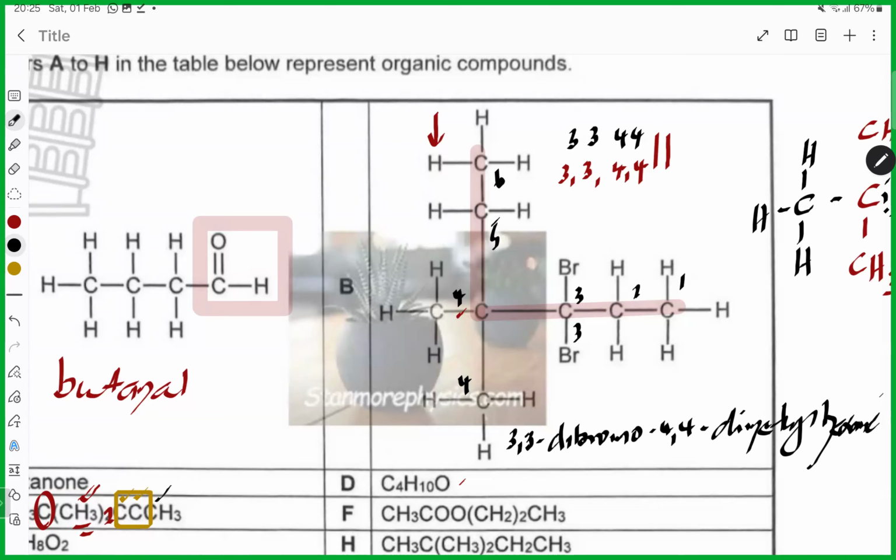Which brings me to a very important point. We discussed this in class. If the numbering is the same from both sides, then you must give the lower number to the alphabet that comes first. Only if the numbering is the same from both sides, then you are right. You must give bromine the lower number.